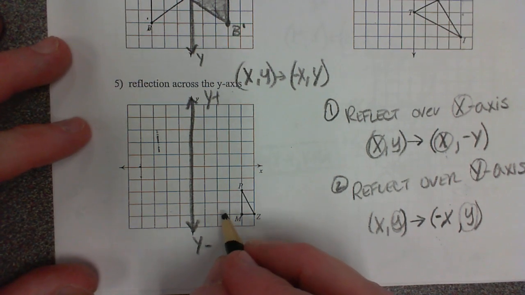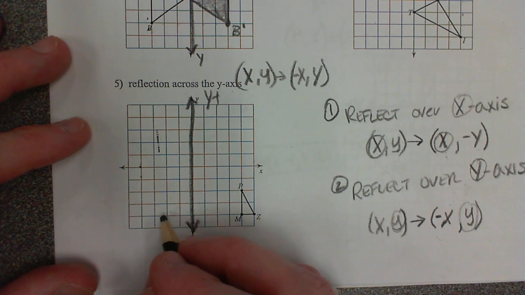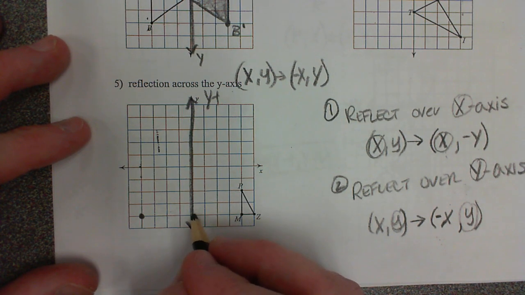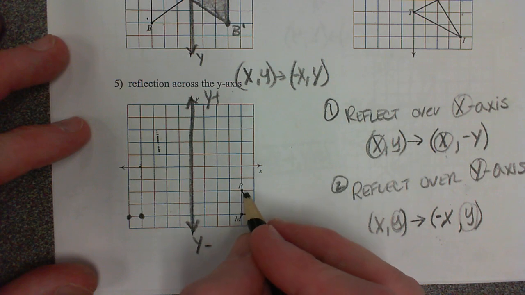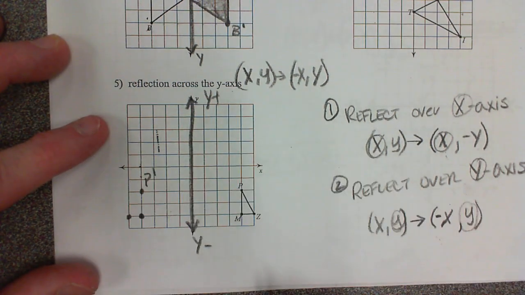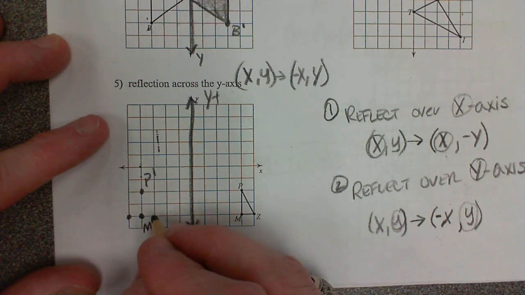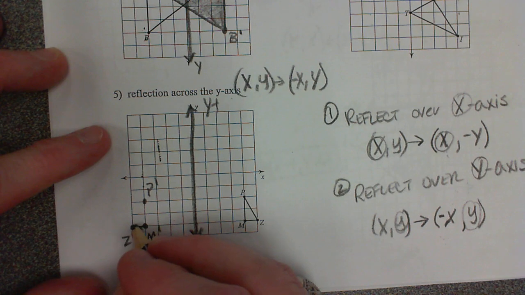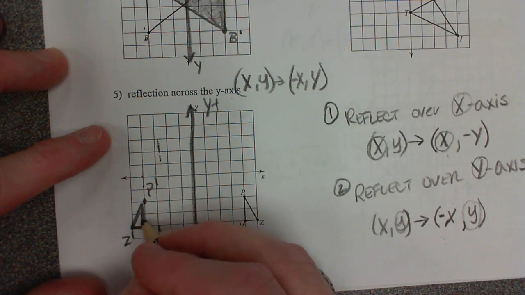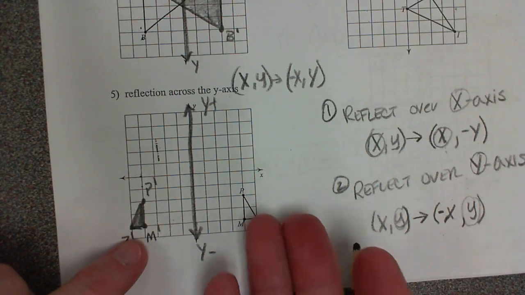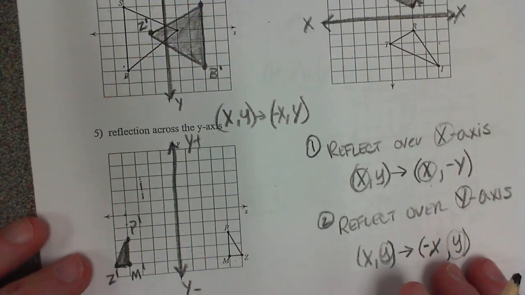Flip this guy. 1, 2, 3, 4. 1, 2, 3, 4. 5 and 5. And 4 and 4. P prime sits here. M prime sits here. And Z prime sits here. My new triangle, it will be identical. It just flips over. Okay? It is identical.